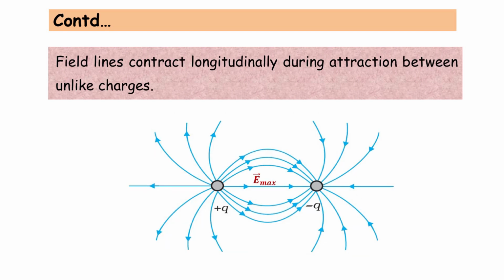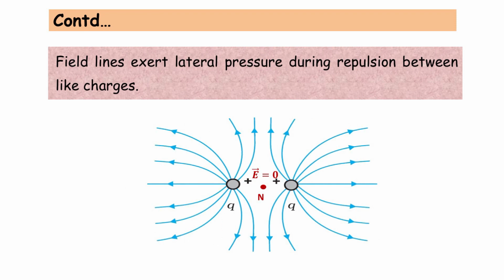Field lines contract longitudinally during attraction between unlike charges. You are seeing the picture that in case of dipole or between unlike charges, how field lines contract lengthwise, that longitudinally means lengthwise like a rubber sheet. So, this shows force of attraction, and between the two unlike charges electric field is maximum, that is E maximum. And the last one, field lines exert lateral pressure during repulsion between like charges.